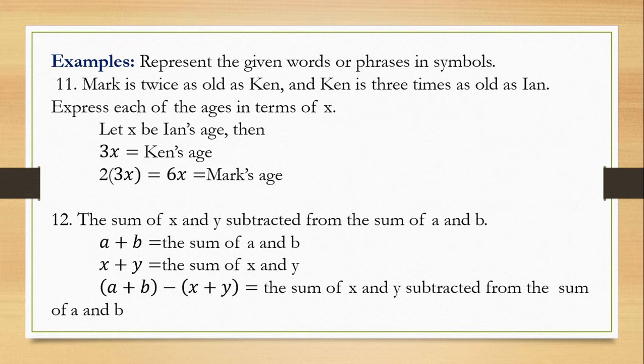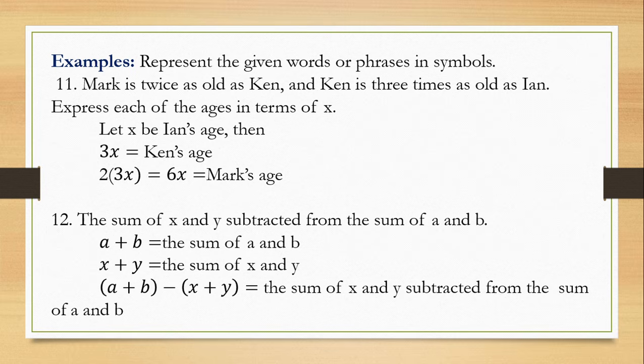This is a rather interesting question. Mark is twice as old as Ken, and Ken is 3 times as old as Ian. Express each age in terms of x. So, remember, let x be Ian's age because he is the youngest. Then thrice or 3x will be Ken's age.